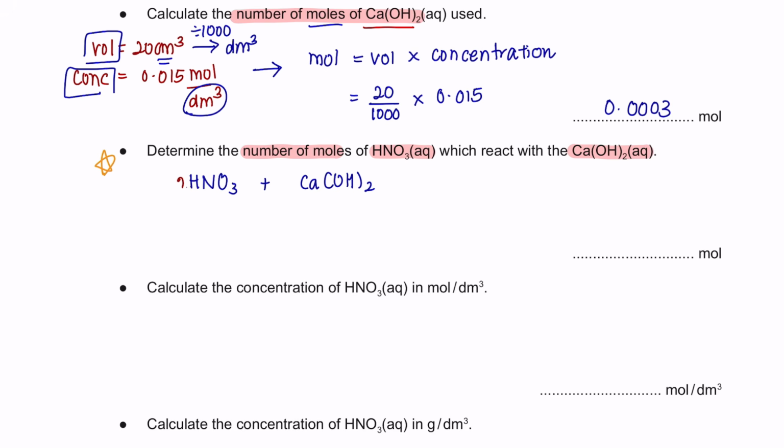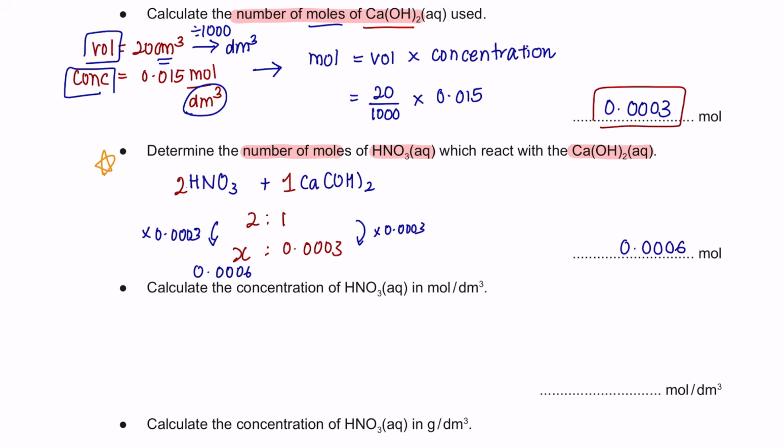And what we're going to do is use the stoichiometry number to find the number of mole. According to the equation, 2 nitric acid reacts with 1 calcium hydroxide. So the stoichiometry number is 2 to 1. We have found out that calcium hydroxide has a mole of 3 times 10 to the power negative 4. The number of mole for nitric acid would be 0.0006 mole.